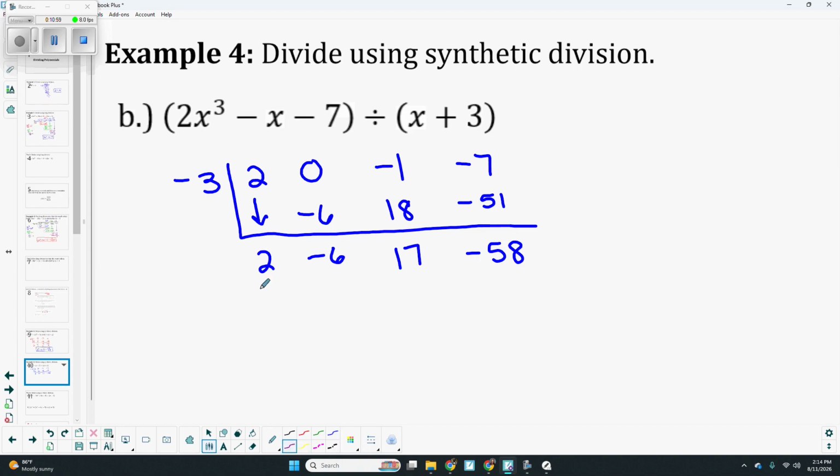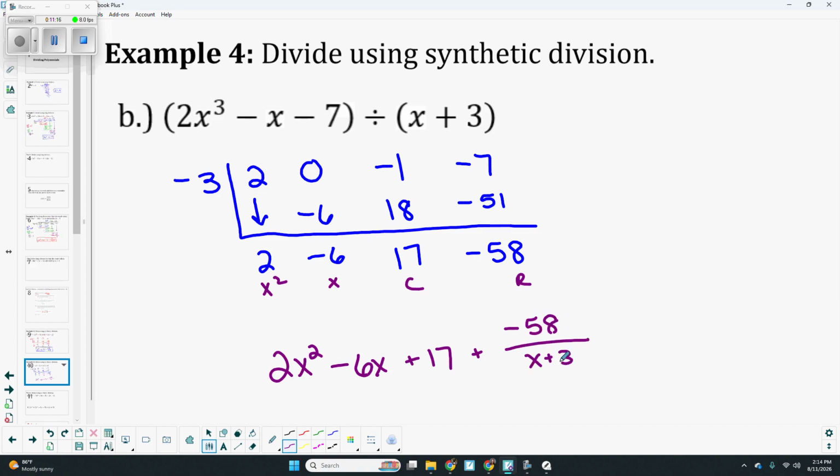So my answer, right, if we're starting at cubed, we're going to go to squared, then x, then the constant, then the remainder. 2x squared minus 6x plus 17 plus the remainder of negative 58 over the x plus 3.